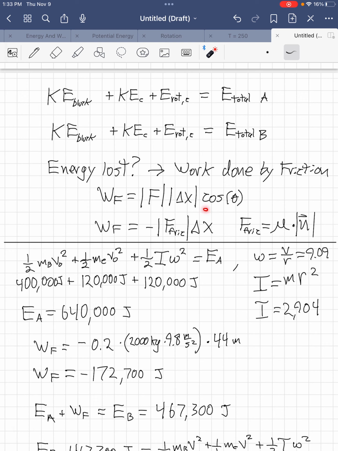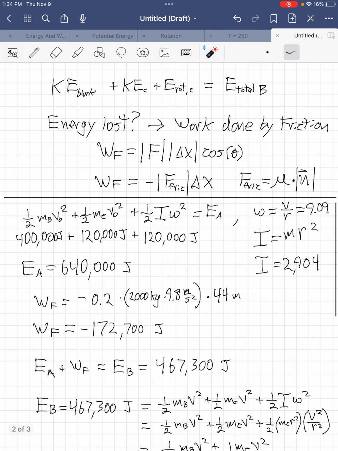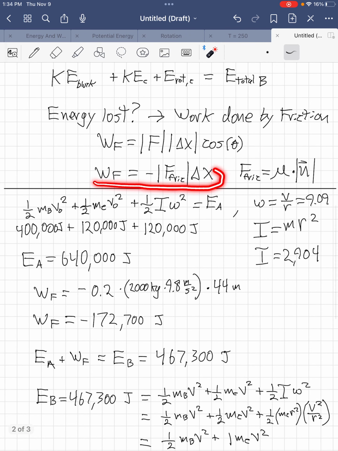Cosine of 180 degrees is -1. So pretty much it'll always be the case that the work done by friction will be negative the magnitude of the friction force times the displacement. And remember, the magnitude of the friction force is equal to the coefficient of friction times the normal force, whatever the normal force on that object may be.